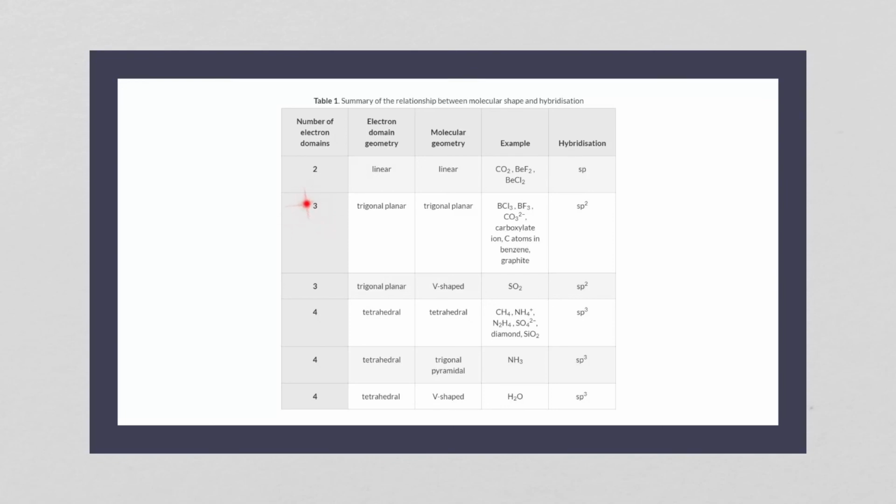If there are three electron domains, the electron domain geometry is trigonal planar, the molecular geometry is trigonal planar, for example BF3, BCl3, and so on. The hybridization is sp2. If we drop down to 4 electron domains, the domain geometry would be tetrahedral, the shape is tetrahedral. If you look at methane, we have sp3 hybridization. So it doesn't have to be just with carbons and hydrogens that you see this type of hybridization. It's for any type of molecule.